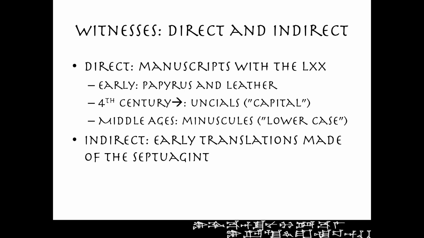But indirect witnesses are those early translations that are made of the Septuagint. So they're important in the sense that we can look at them and try to get at what the Septuagint was saying. But remember, now you're talking about translation of a translation. When you're trying to get back to the Hebrew text, you have to bear that in mind, that you're looking at, for example, a Coptic translation of the Greek of the Septuagint, and now you're another step away from the Vorlage, the Hebrew Vorlage. So you need to bear that in mind as a text critic.